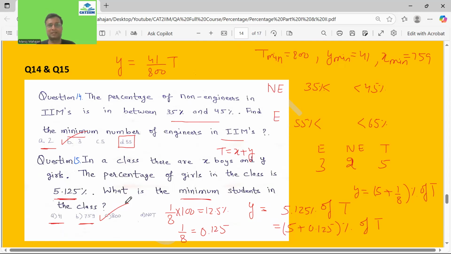So remember that the letter X represents the boys and Y the girls, and X plus Y is the total. So it's a wonderful approach that we have talked about so far. Let's move to the next question over here.